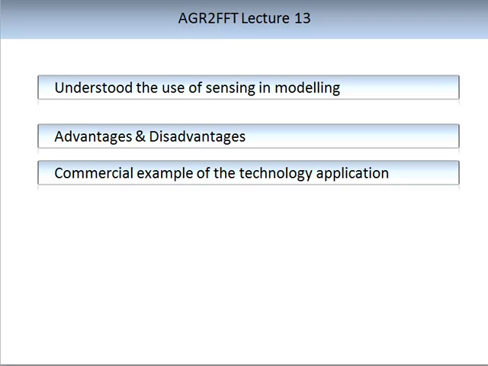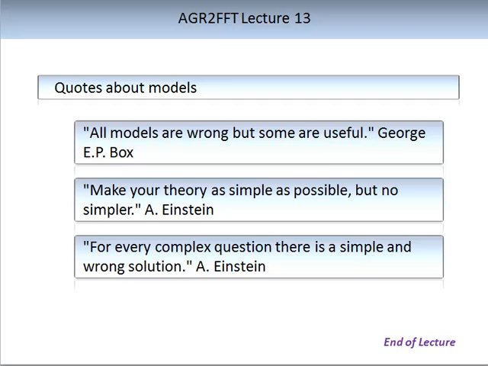So to summarize the outcomes of Lecture 13, I think you should have understood now how one can couple sensing with modelling. You should see that there are many advantages and disadvantages to bringing together these two technological advances. I have given an example of a current commercial technological application and some possible future applications that may undertake this type of technology. This brings us to the end of this lecture, and in fact the end of the topics sensing and modelling.